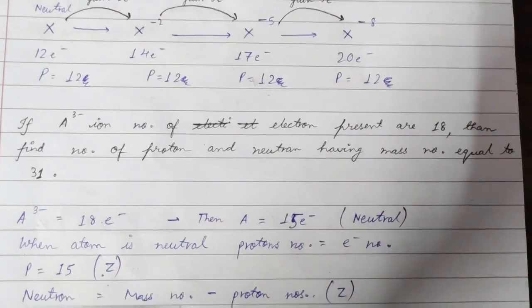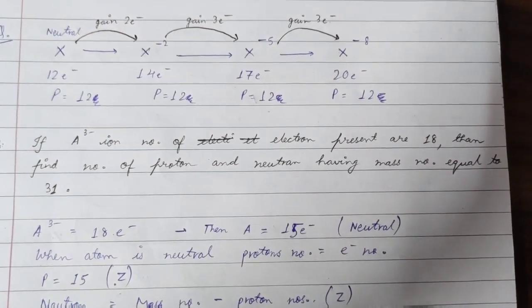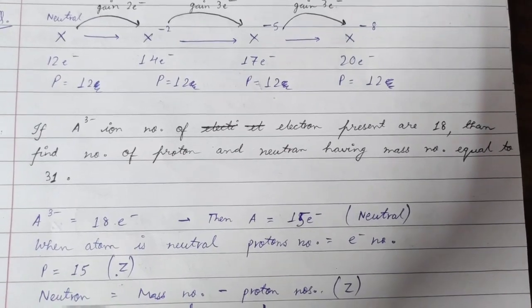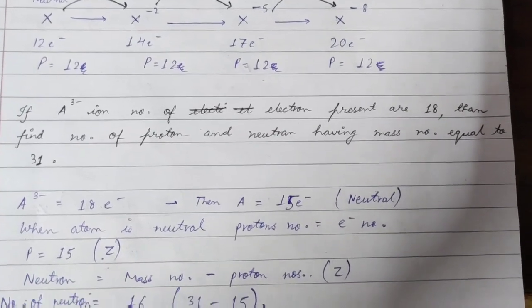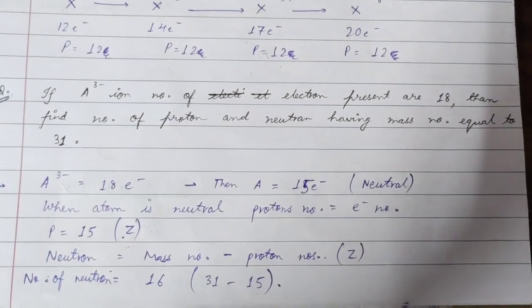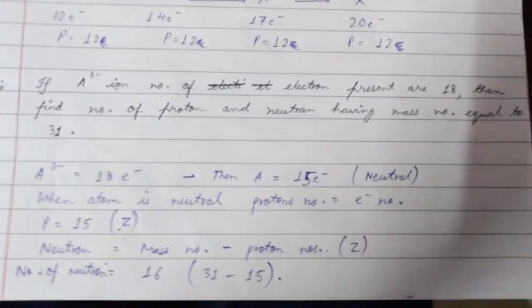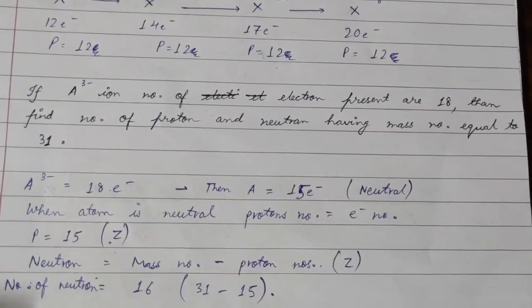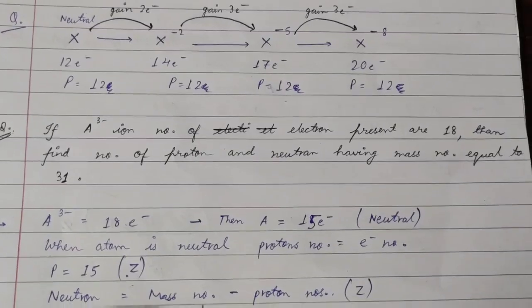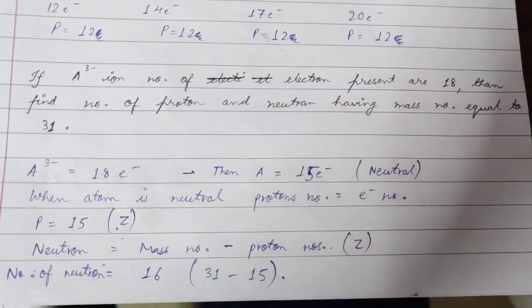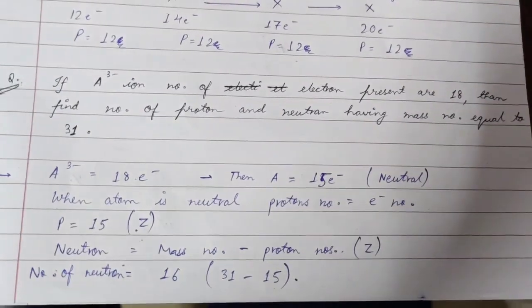If A3 minus ion number of electrons present are 18, then find the number of proton and neutron having mass equal to 31. So now we can just simply calculate it using the formula A equals Z plus N. Simple.